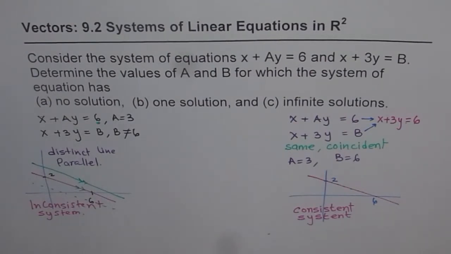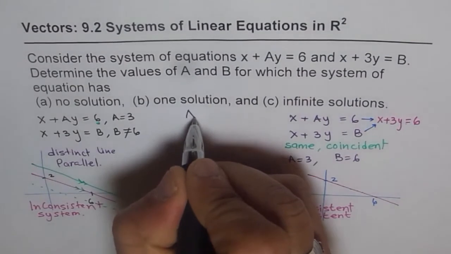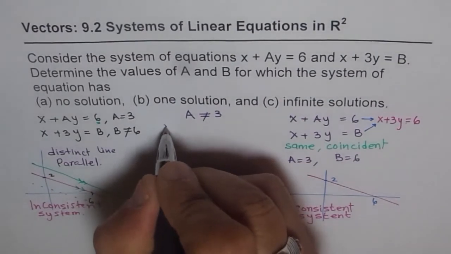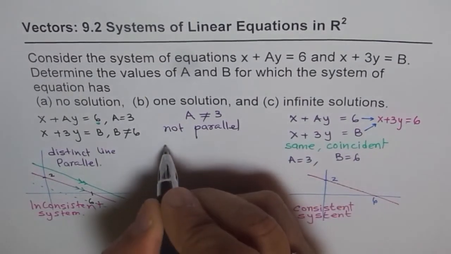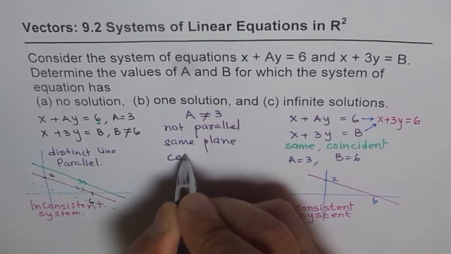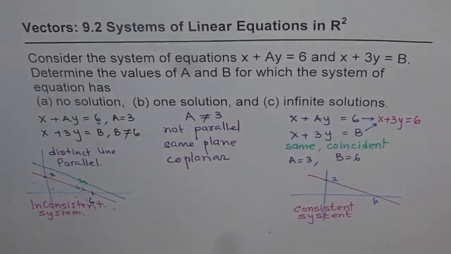And now we are left with one solution scenario. If the two lines intersect and are not coincident, they intersect only at one point. And for that, what is the condition? The condition is very simple: a is not equal to 3. If a is not equal to 3, the lines are not parallel. That is simple. And these two lines are in the same plane, right? So they are coplanar. So they will intersect, and they will intersect in just one point.